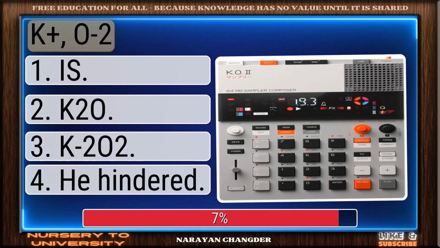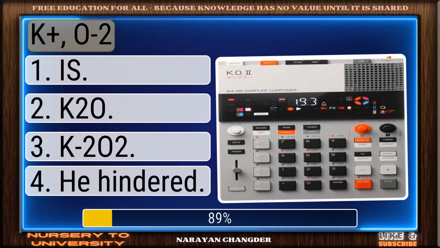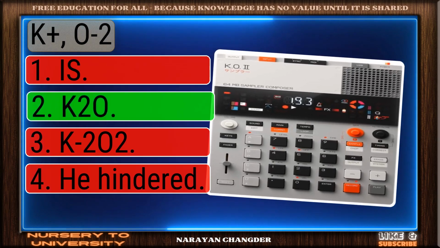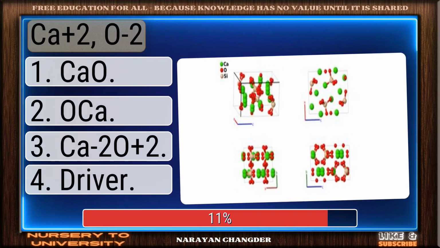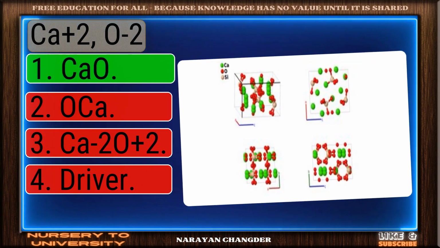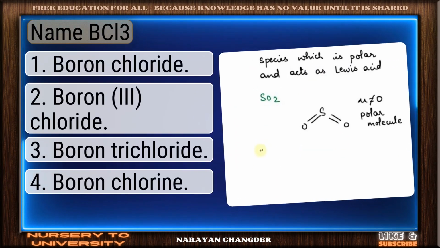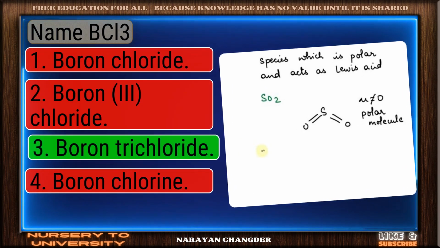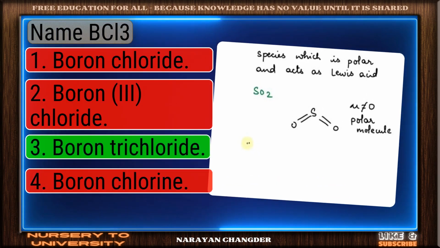K plus 2? Sharp thinking. K2 is the right choice. Sa plus 2. Well reasoned. Sao is the correct choice. Name Bixi. Bravo. Boron trichloride is the answer.